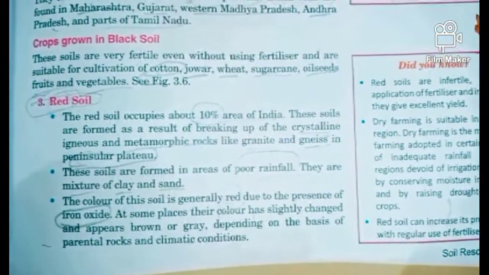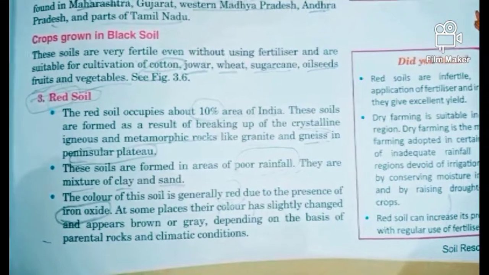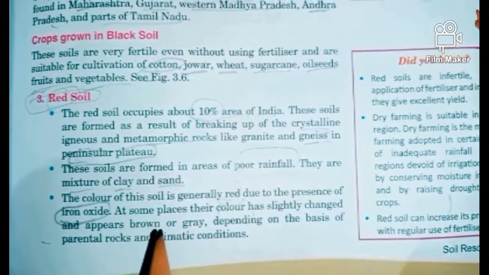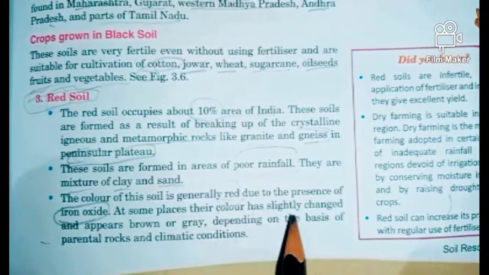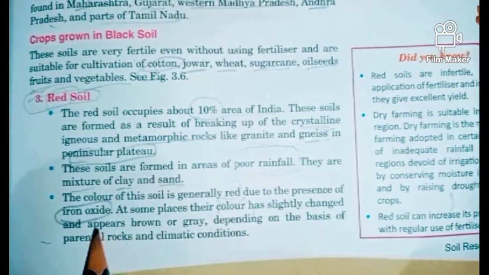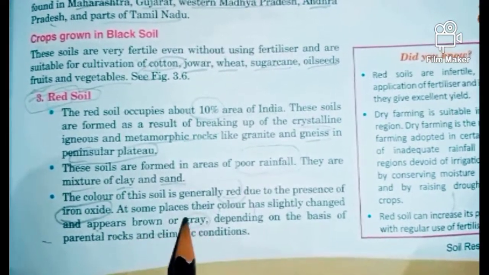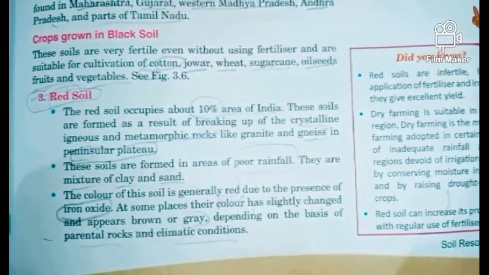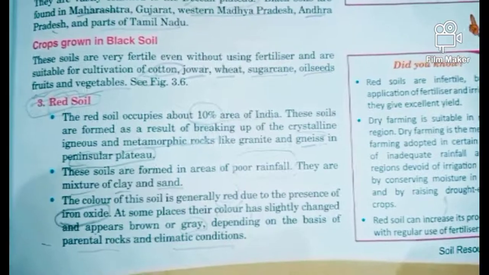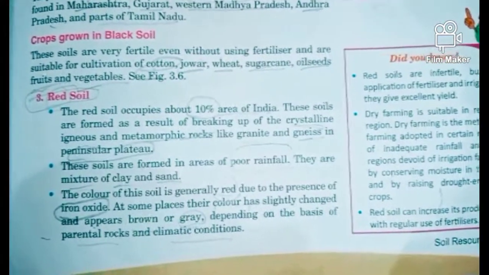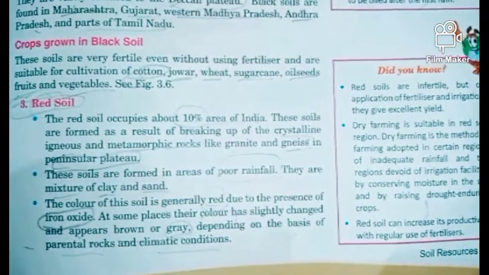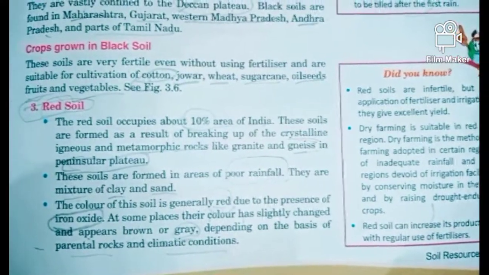So we have to be very objective in preparing such kinds of questions based on soils and all the lessons. At some places their color slightly changes from brown to gray. It depends on the parental rocks and the climatic conditions that prevail there. So red does not mean perfectly red. The color changes and varies according to the rocks and the climatic conditions. That is applicable for all the soils.